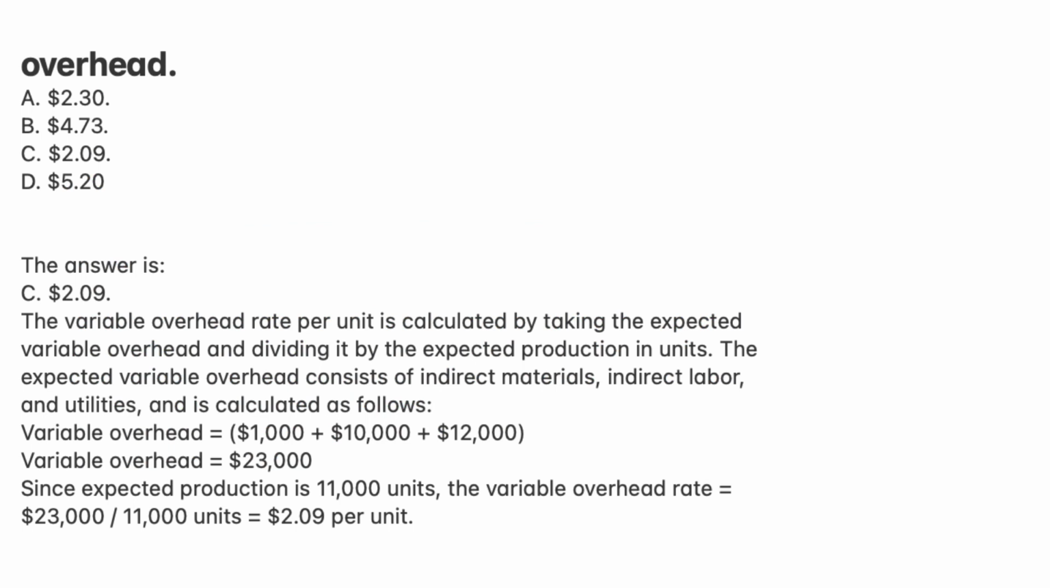The variable overhead rate per unit is calculated by taking the expected variable overhead and dividing it by the expected production in units. The expected variable overhead consists of indirect materials, indirect labor, and utilities, and is calculated as follows. Variable overhead equals $1,000 plus $10,000 plus $12,000, which equals $23,000. Since expected production is 11,000 units, the variable overhead rate equals $23,000 divided by 11,000 units, which equals $2.09 per unit.